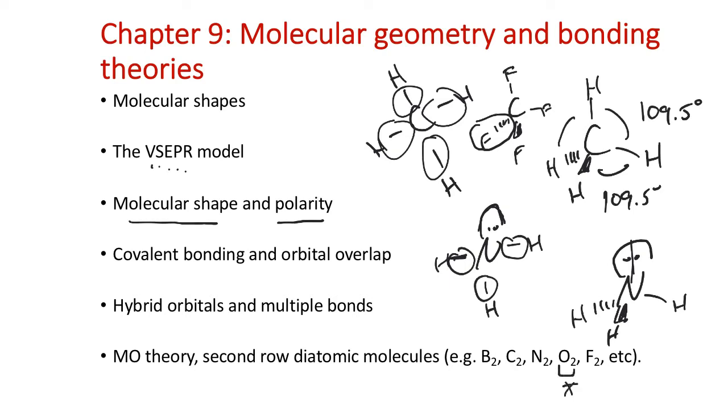In particular, O2 is a tricky molecule, and some of these other bonding models won't be able to accurately predict some of the properties of O2. We'll have to go to a more complicated theory to try to understand these molecules. So we'll look at MO theory, molecular orbital theory, towards the end of Chapter 9.